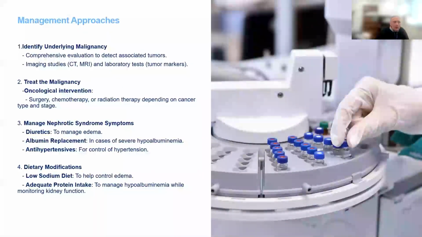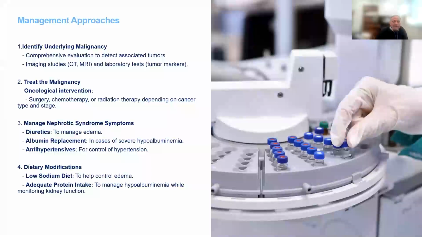So number one of the main things is to identify what is the reason for this. If the patient presents to a renal clinic with a proteinuria, and then we do the workup, and we determine, for example, that the patient has membranous nephropathy, we need to make sure whether this is a primary versus secondary membranous, and therefore a comprehensive evaluation to detect associated tumors is going to be indicated. That will include imaging studies as well as lab tests for tumor markers, etc.